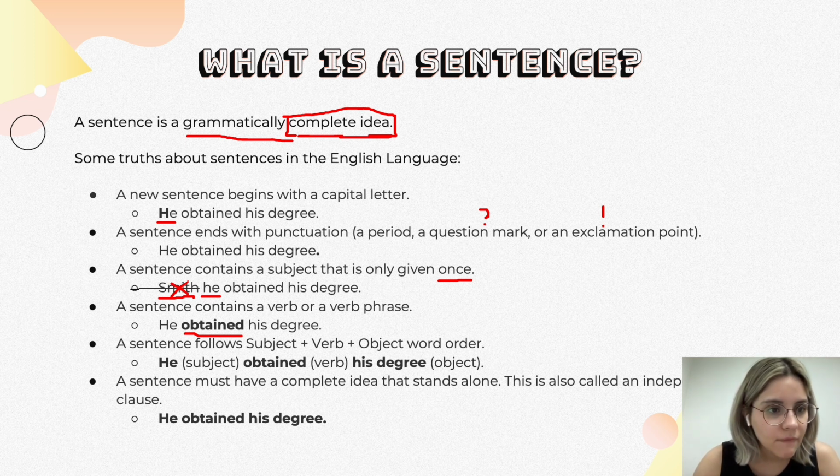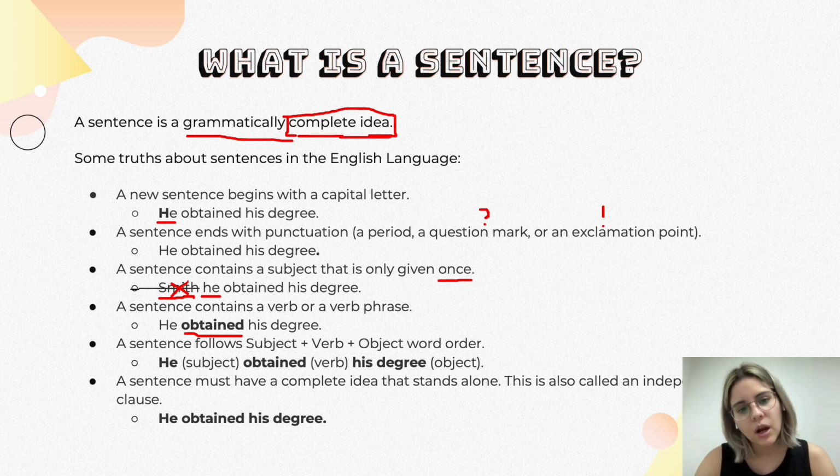Then we have number 5. A sentence follows SVO word order, sorry, subject, verb, object word order. So for the English language, the sentence always follows SVO word order, or subject, verb, object. For example, "He obtained his degree." "He" is our subject, "obtained" is our verb, and "his degree" is our object of the sentence, okay?